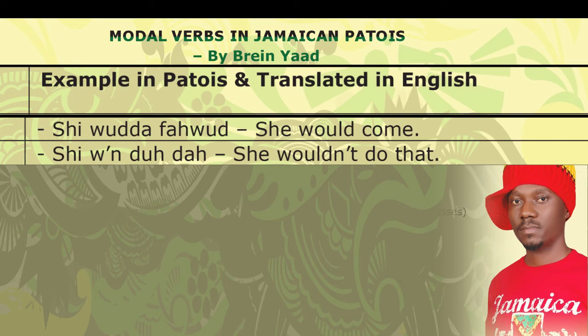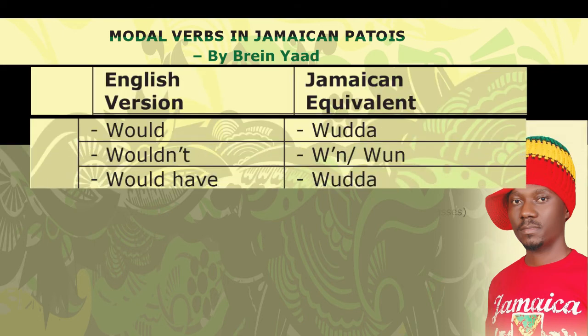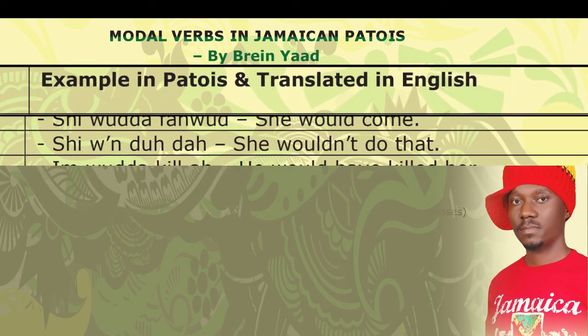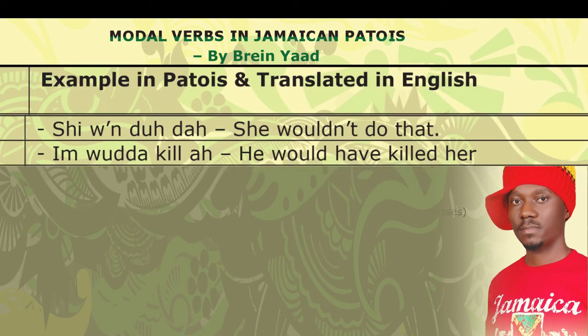Wouldn't is won't. She wouldn't do that. She would not do that. And then how do you say would have? You simply say woulda. Him woulda kill her. Meaning he would have killed her.